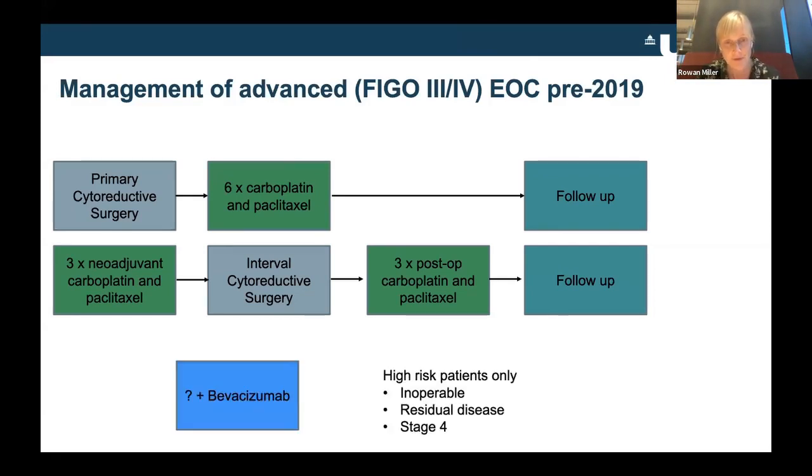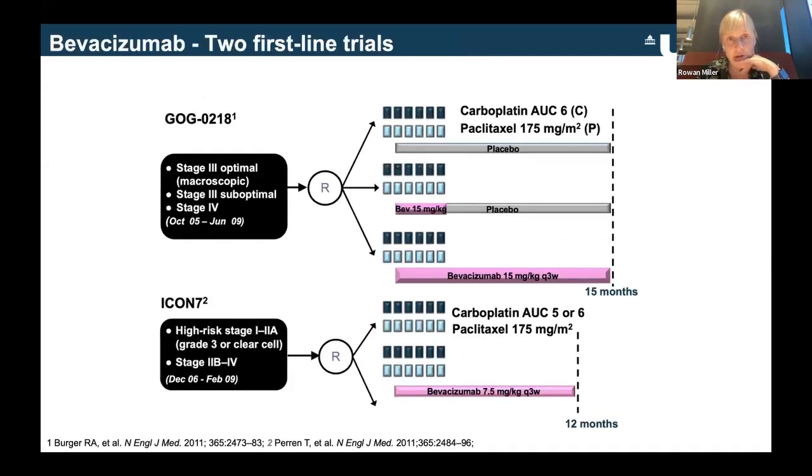We did have the option for bevacizumab, but certainly within the UK population, although initially approved for all comers, more latterly has only been available for those with high risk features. So those that had inoperable disease, those that had residual disease following their surgery, be it primary or interval surgery, and anyone with stage 4 disease. And that's on the background of the 2 pivotal bevacizumab trials. Now, as I said, these are over a decade old, but until recently, there wasn't anything better.